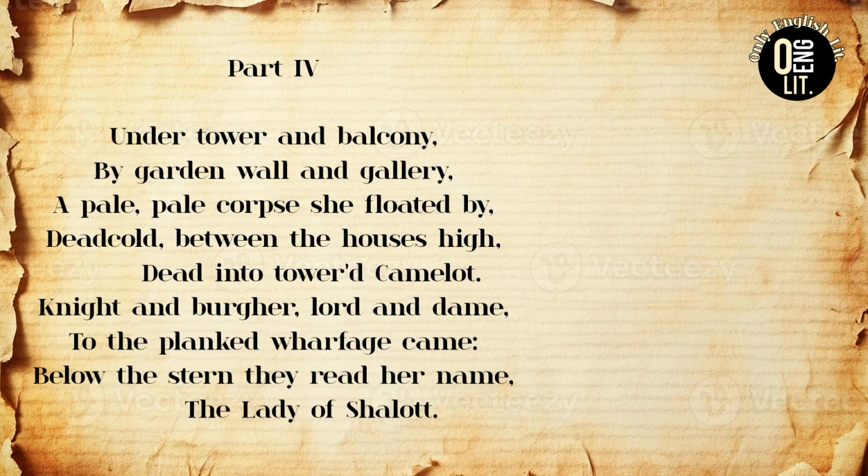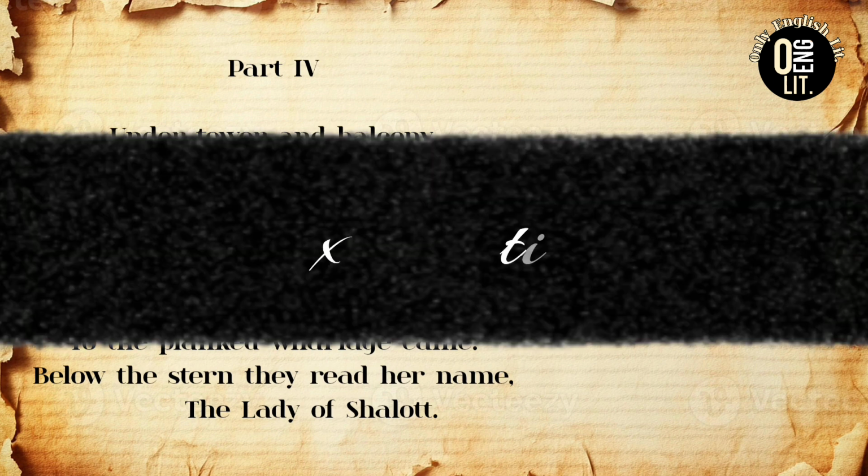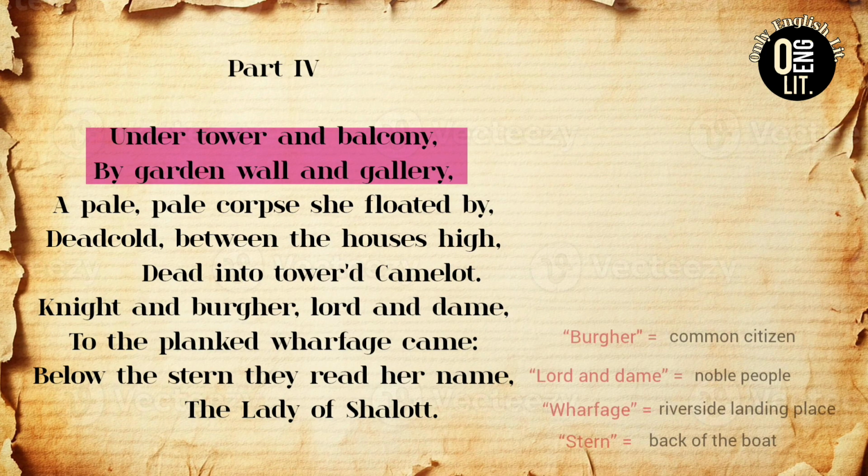Under tower and balcony, by garden wall and gallery, a pale corpse she floated by. Dead cold between the houses high, dead into towered Camelot. Knight and burgher, lord and dame, to the planked wharfage came. Before the stern they read her name, the Lady of Shalott.